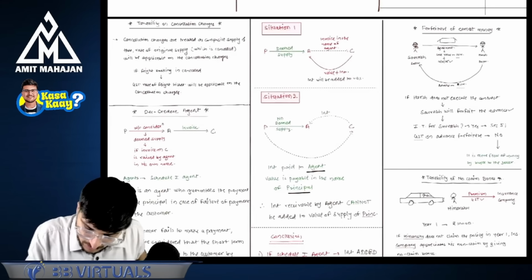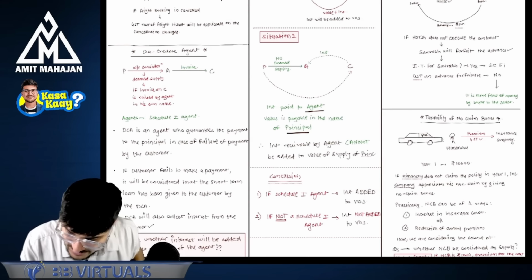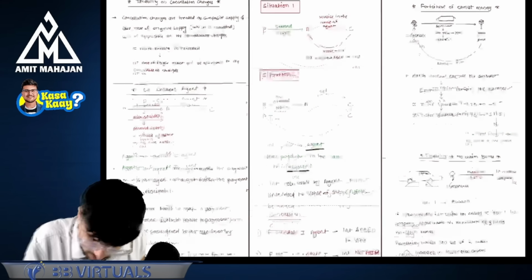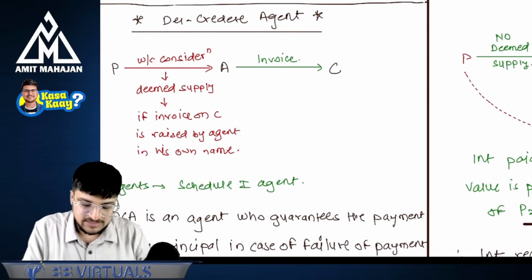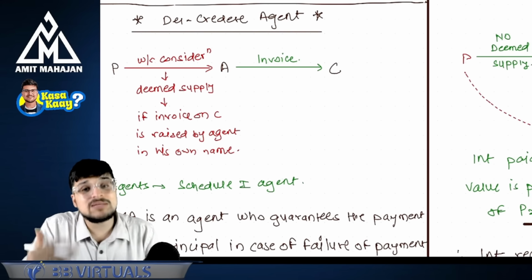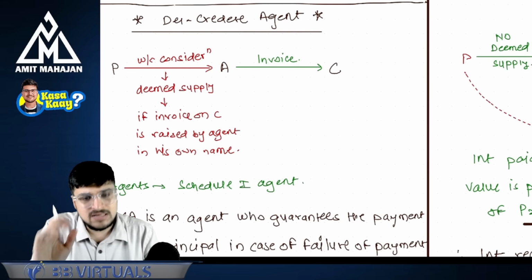Perfect. Okay. There is one concept of del credere agent. And after that, two more concepts. So what is the meaning of del credere agent? Try to understand one thing. Del credere agent. What is the meaning of agent? We have seen the principal agent relationship, everything.